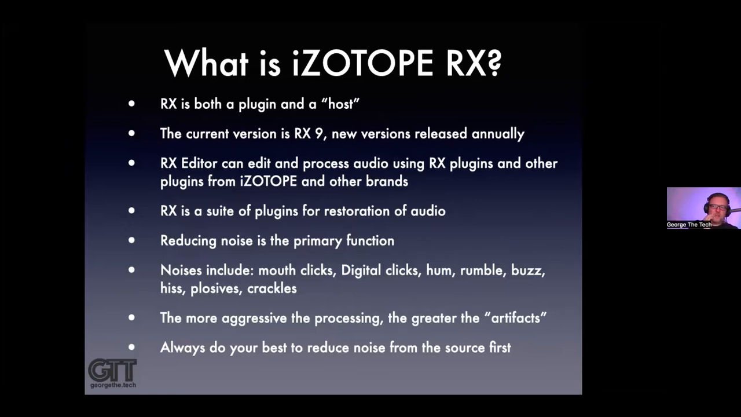The current version of iZotope is version RX9. That's the one that you can buy right now from their site or online from other retailers. They do release new versions annually. 9 is the current one that was released relatively recently. If you're on RX8, just about every single thing we do today will be relevant to you. You don't feel compelled to upgrade to 9. As you get into older versions, more and more things are going to differ, but a lot of it's going to be common.